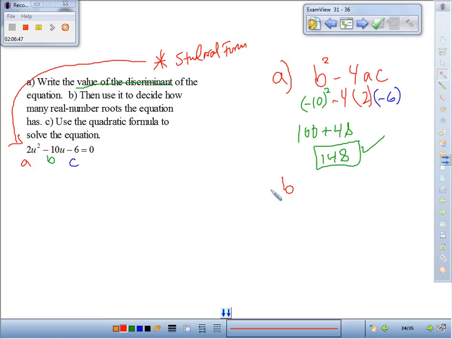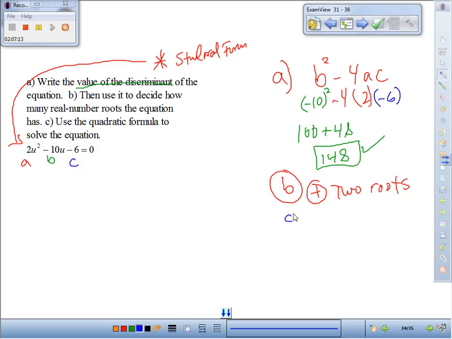Part B. It says, use it to decide how many real roots of the equation. What kind of number is this? Positive? So therefore, if it's a positive, it's 2 roots. Remember that? So far so good?